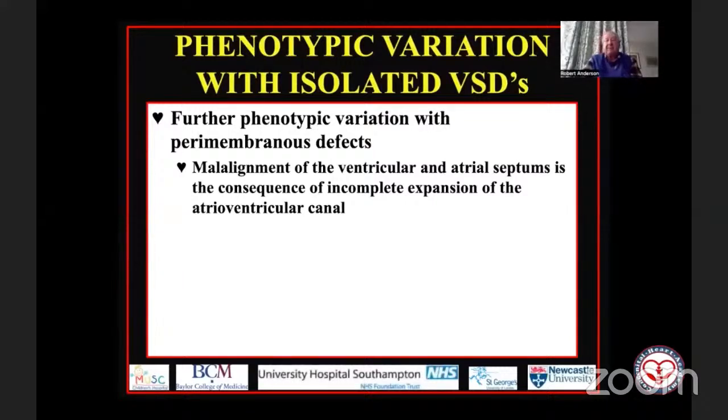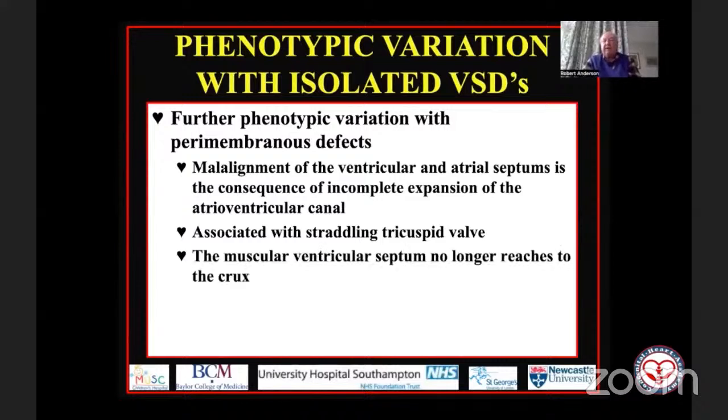is not only the outlet septum that can be malaligned. We can also have the situation where there is malalignment between the atrial septum and the ventricular septum. And that is the consequence of incomplete expansion during the first stage of remodeling of the atrioventricular canal. So when we have such incomplete expansion, we have straddling and overriding of the tricuspid valve. And because of that straddling and overriding, the muscular ventricular septum no longer reaches to the crux of the heart.